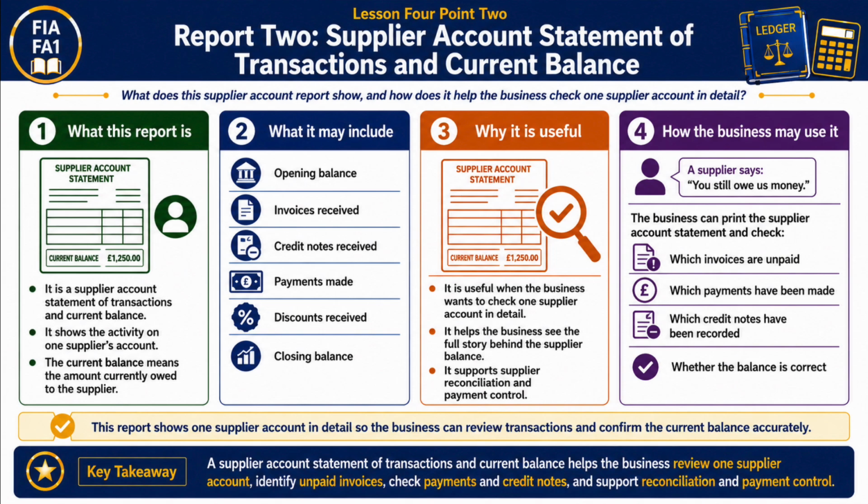For example, if a supplier says, "You still owe us money," the business can print the supplier account statement and check which invoices are unpaid, which payments have been made, which credit notes have been recorded, whether the balance is correct. This report supports supplier reconciliation and payment control.